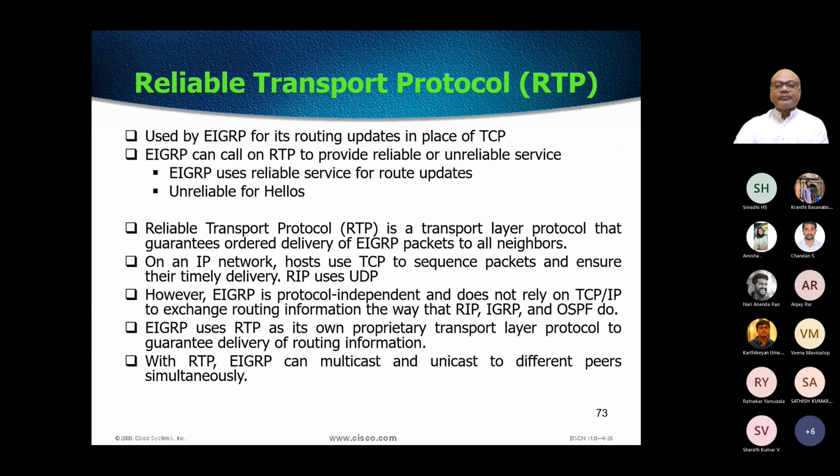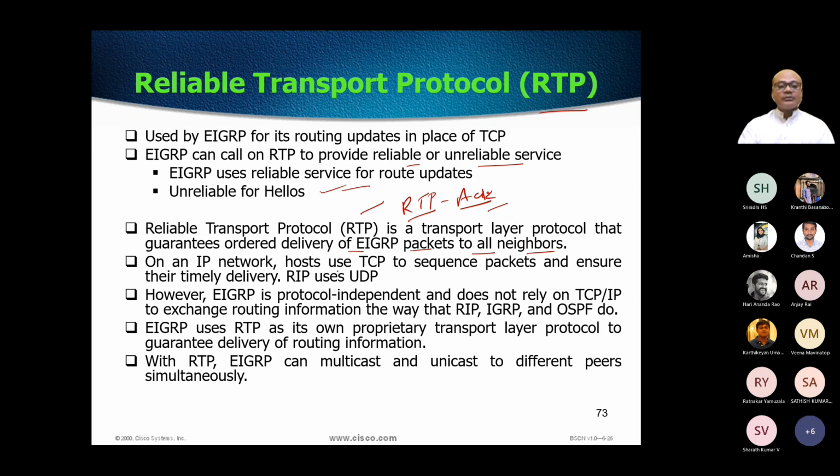So it uses RTP, reliable transport protocol. EIGRP can call the RTP protocol for reliable or unreliable services. EIGRP uses the reliable services for the routing updates, by sending your hello messages. It works with RTP, a transport layer protocol that guarantees ordered delivery of your EIGRP packets to all your neighbors. This is why EIGRP has become very popular, because of its reliability. It uses acknowledgements, so your data, your packets will not be lost.